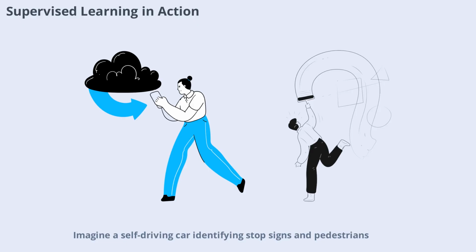Imagine a self-driving car identifying stop signs and pedestrians. The car's vision system is trained on thousands of labeled images, learning to recognize objects and make safe decisions. This is a classic example of supervised learning in action, where labeled data guides the model's predictions.